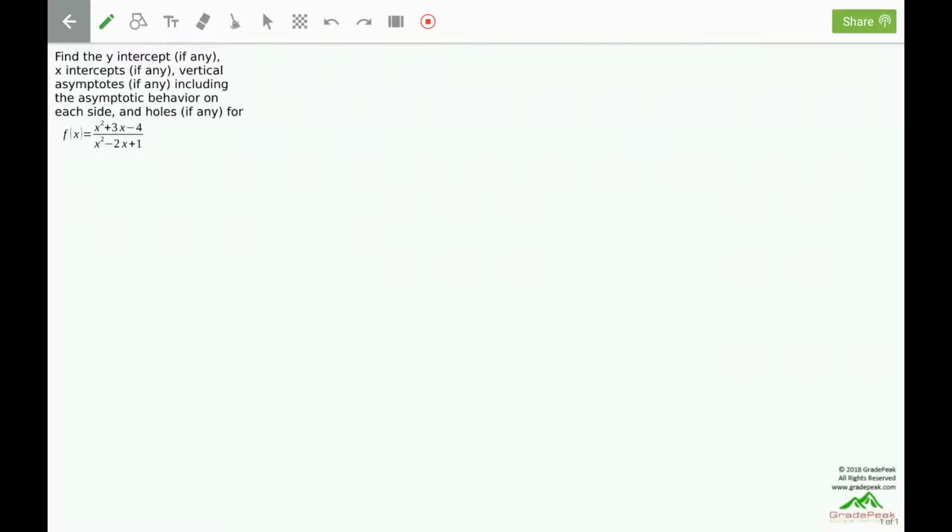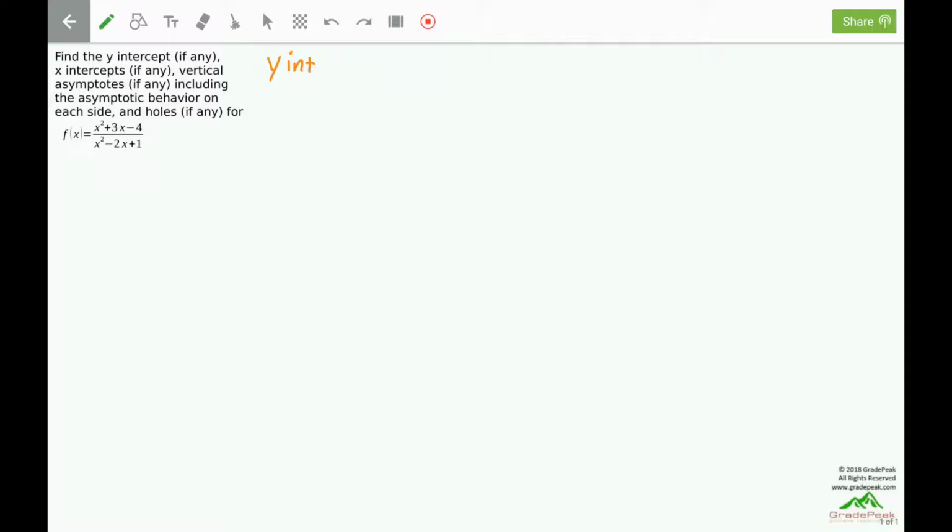Find the y-intercept, if any, x-intercepts, if any, vertical asymptotes, if any, including the asymptotic behavior on each side, and holes, if any, for the function f of x equals (x squared plus 3x minus 4) divided by (x squared minus 2x plus 1). The first thing to do is find the y-intercept.